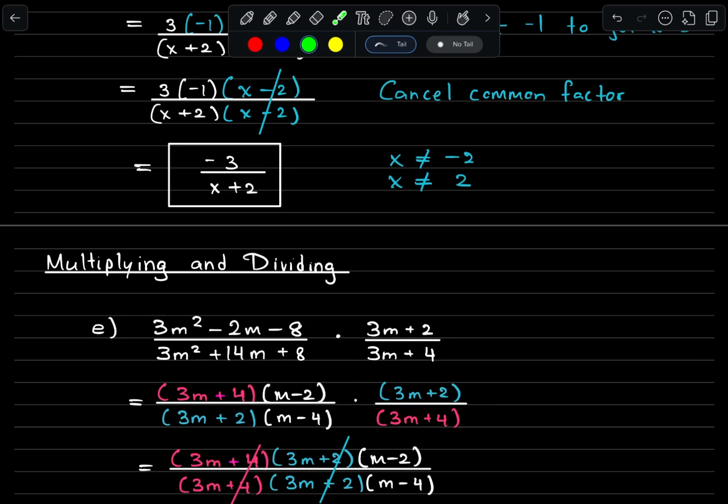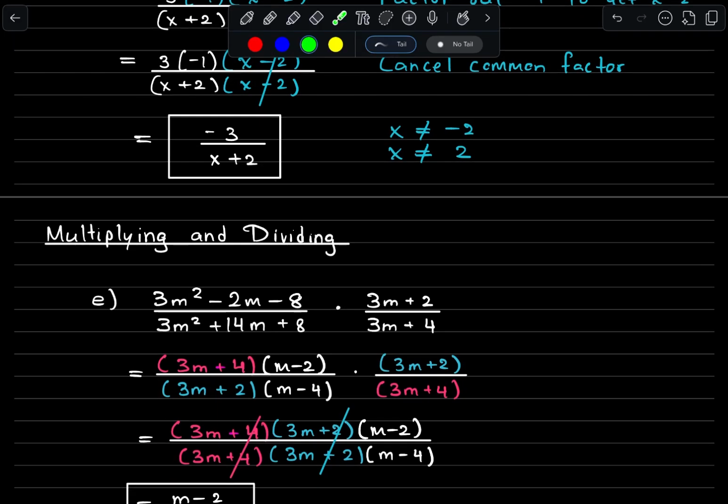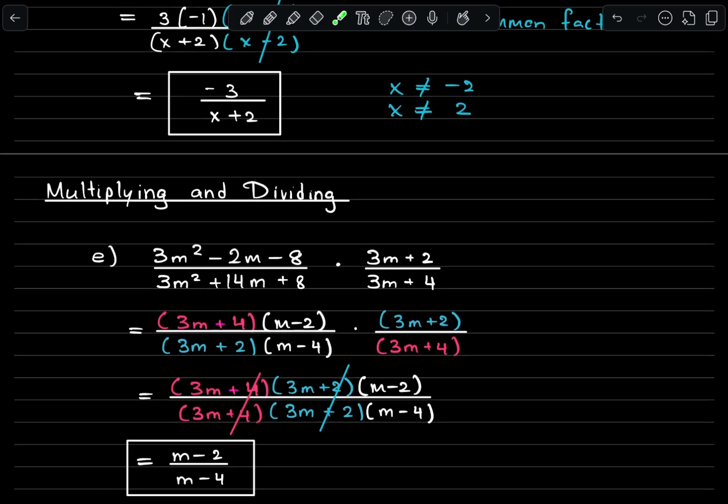We can write them all in one giant fraction, and we can go ahead and cancel out the common factors, 3m plus 4 and 3m plus 2, and we'll simply be left with m minus 2 over m minus 4. Okay. And of course the same domain rule holds from before. Whatever it was that would have made both of these denominators equal to 0, that still is not in the domain of this simplified version.